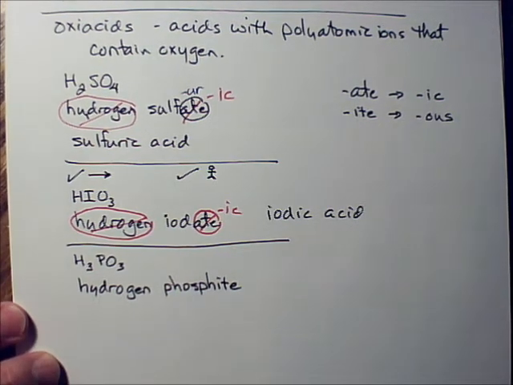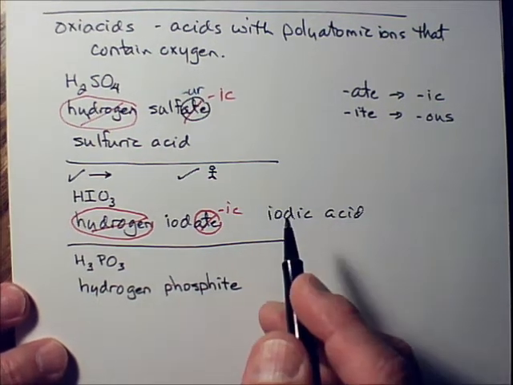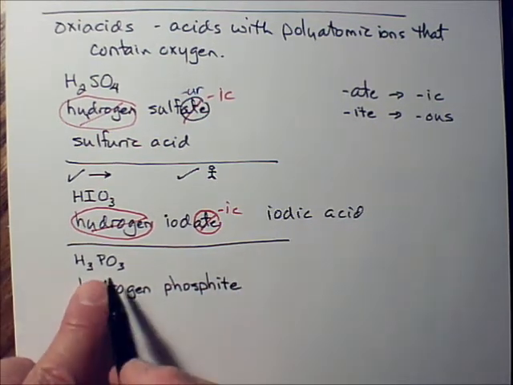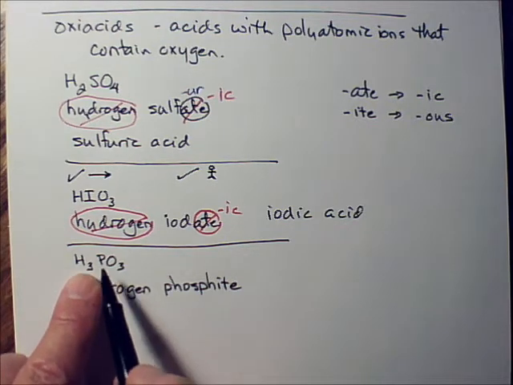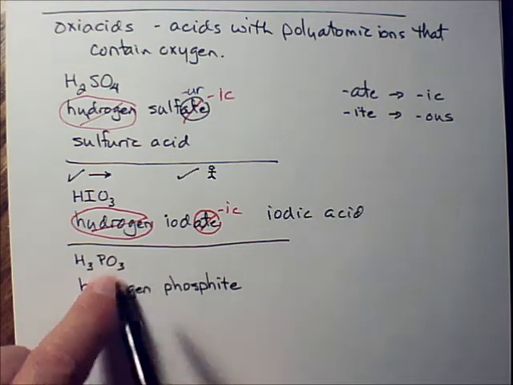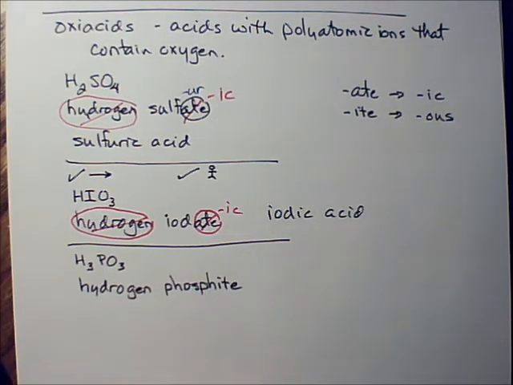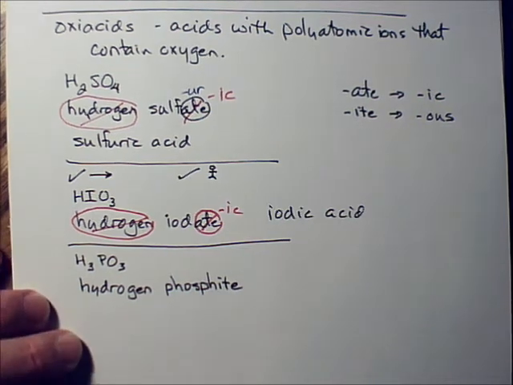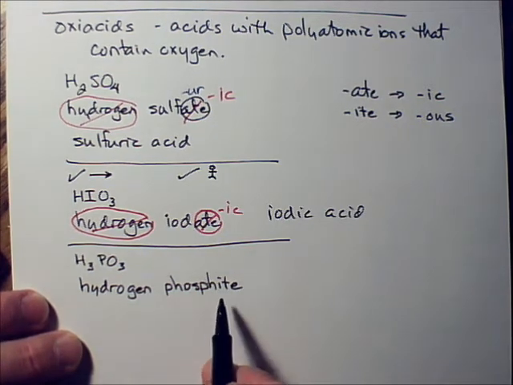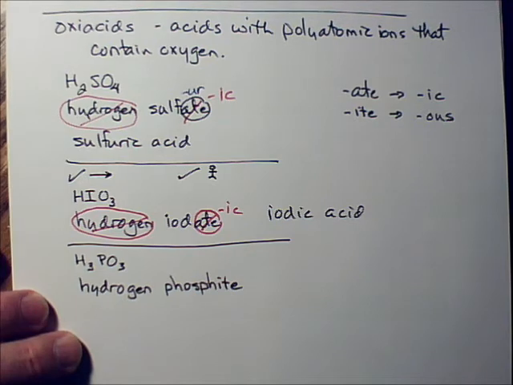What about that 3 negative? That's how the formula got balanced in the first place. So we have to have 3 hydrogens to balance out the 3 negative that was in the phosphite. We'll get to balancing them in a second. All right, so what are we going to change the ending of the word to?